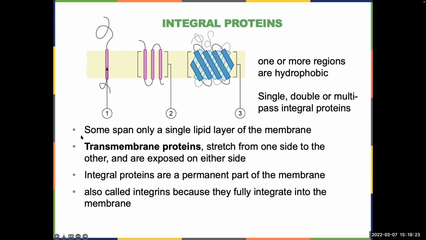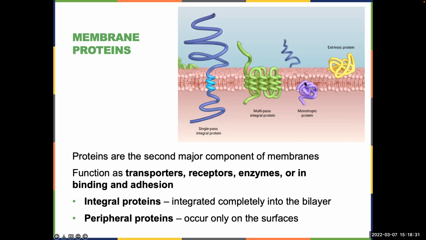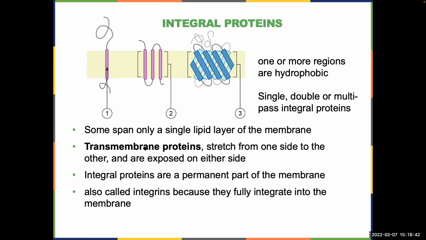So as I mentioned, some integral proteins span only a single lipid layer. It's not shown here, but on the previous slide, it is shown right here. So this would be that one, spanning the single layer of the lipid bilayer. Transmembrane proteins are shown here. All of these are transmembrane because they go from one side all the way to the other side. So they have an inside and an outside region, inside the cell, outside the cell, the yellow part being the membrane.